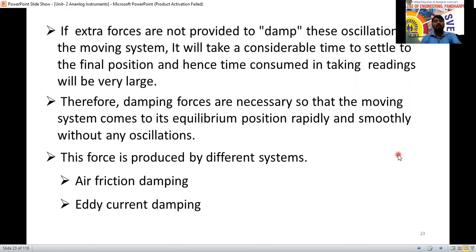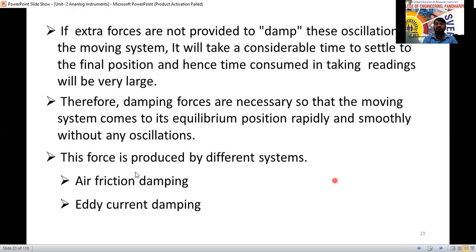Therefore, damping forces are necessary so that the moving system comes to its equilibrium position rapidly and smoothly without any oscillation. If some force has been added, whatever swings overshoot and swing back will not happen over there. So for that reason, we have to add damping force here now.